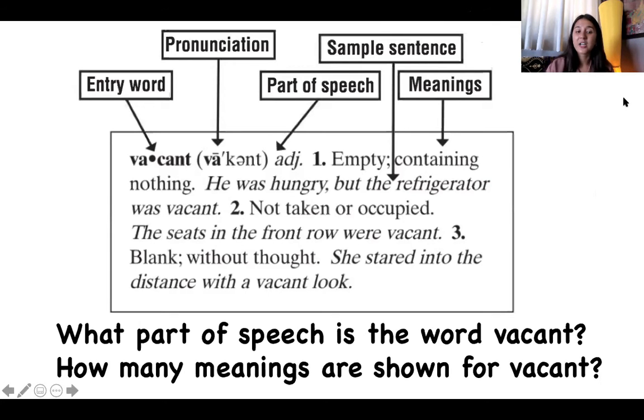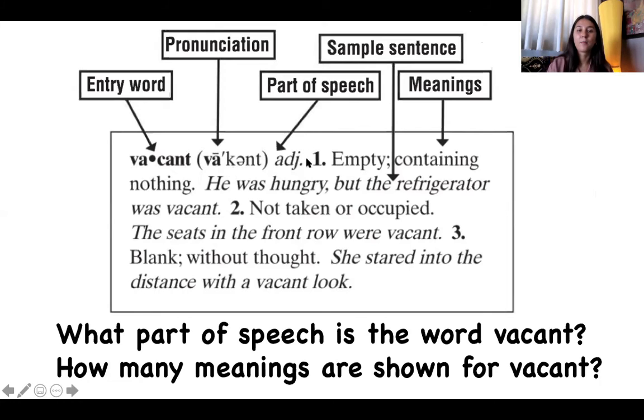Here is a dictionary entry. The word is vacant, which has been one of our vocabulary words. The entry word is vacant. The pronunciation is here, vacant. Now, have a look at this pronunciation. We call these letters the phonetic alphabet. So sometimes they look a little bit different to normal letters. Here we have the lazy schwa sound, which we've learned about before.